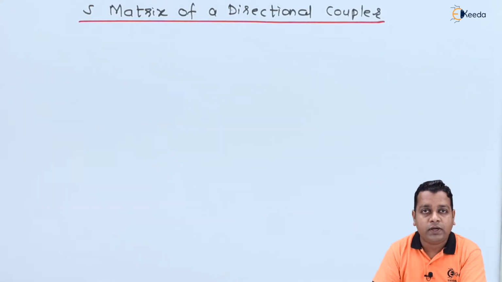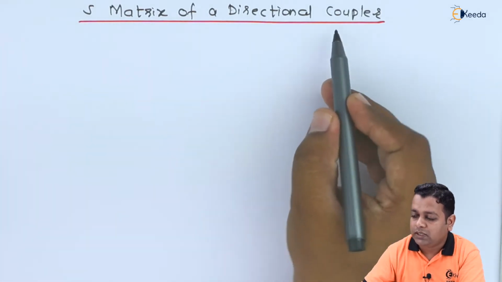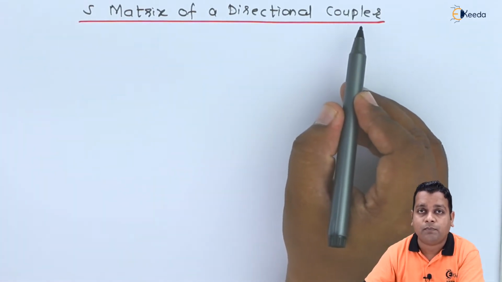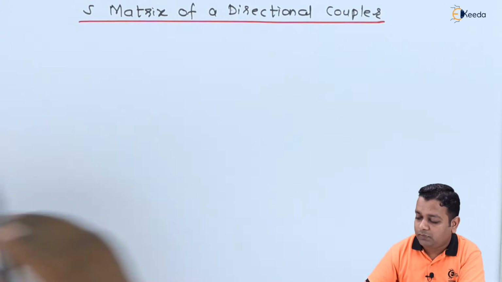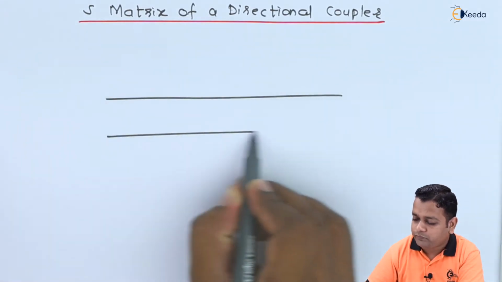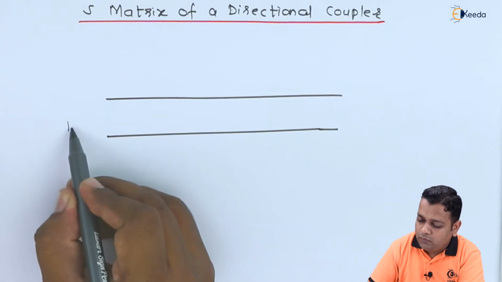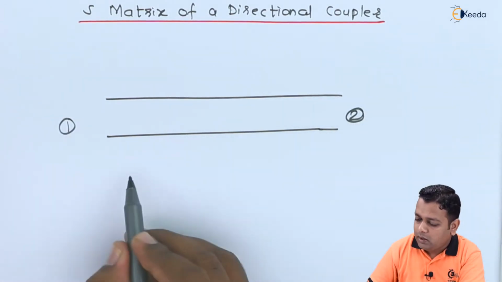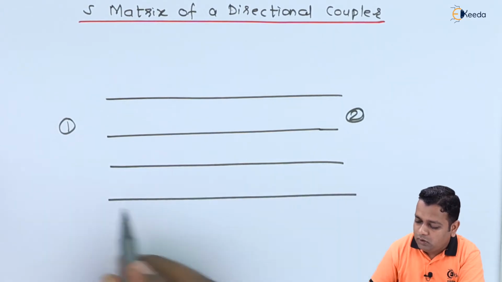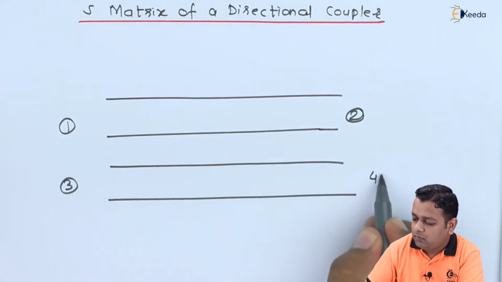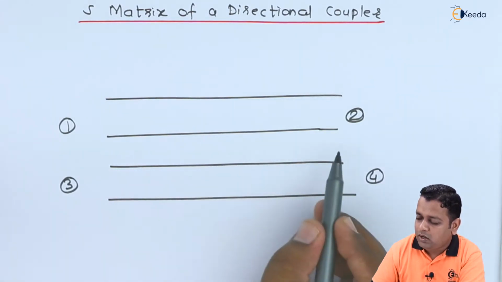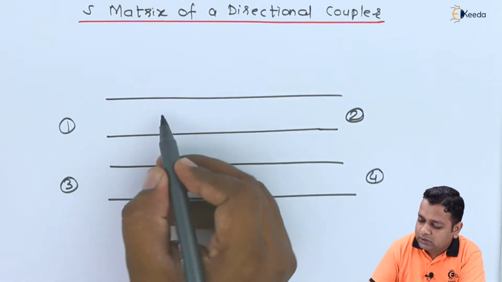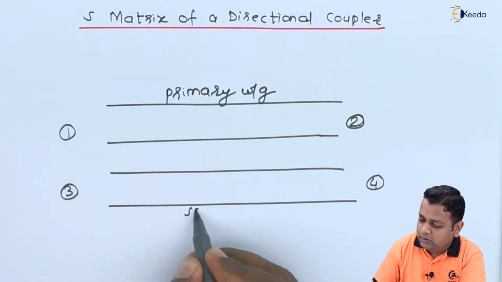In the previous two videos I have made it very clear what exactly the directional coupler is. It is a coupler, so it couples the energy from the primary waveguide to the secondary waveguide. These are the two waveguides in the directional coupler: the primary waveguide running from port number 1 to port number 2, and the secondary waveguide running from port number 3 to port number 4.